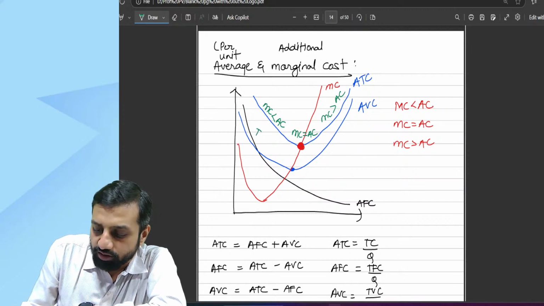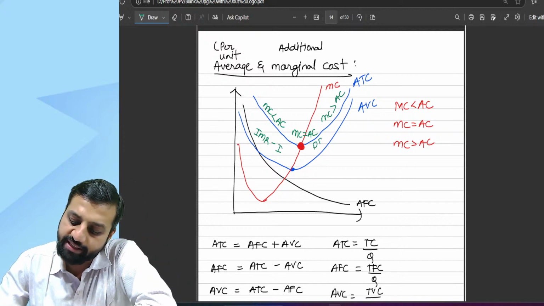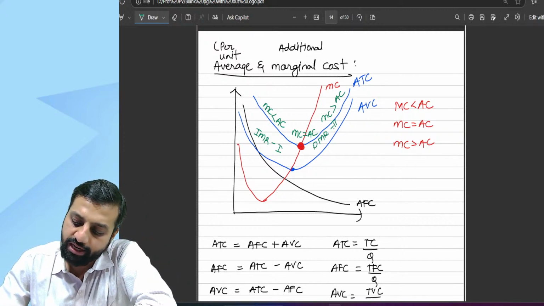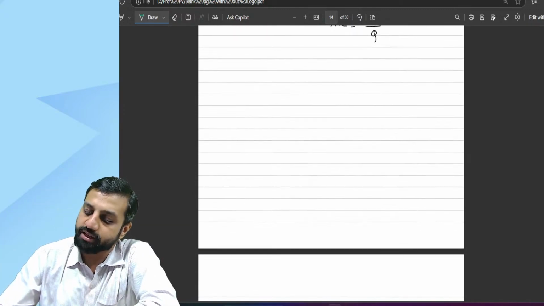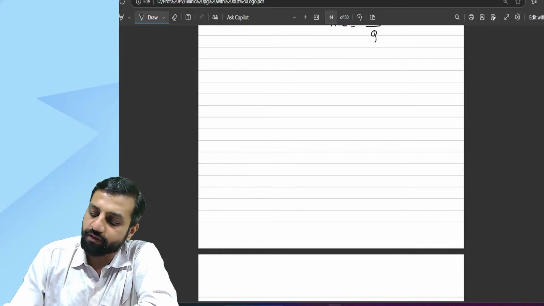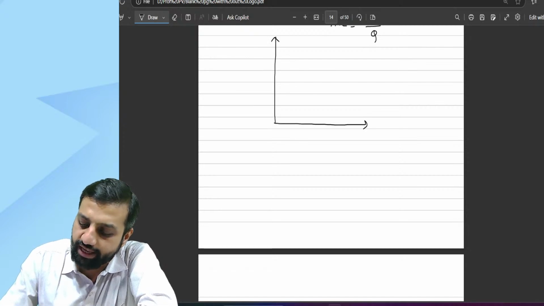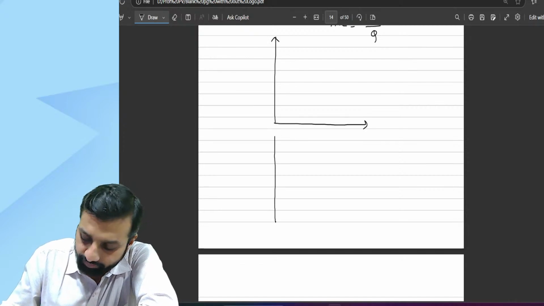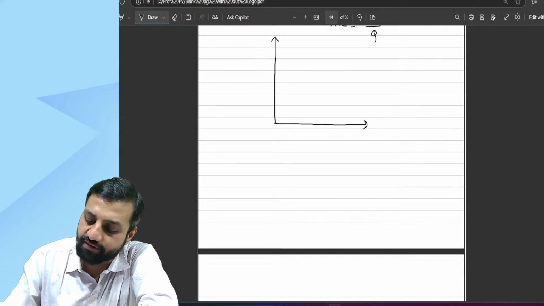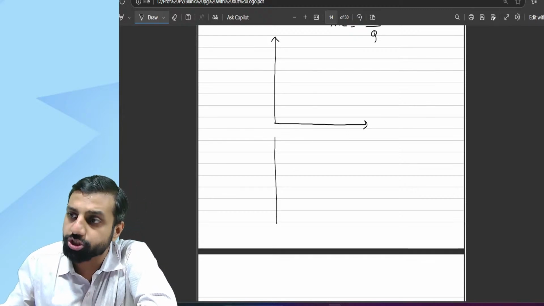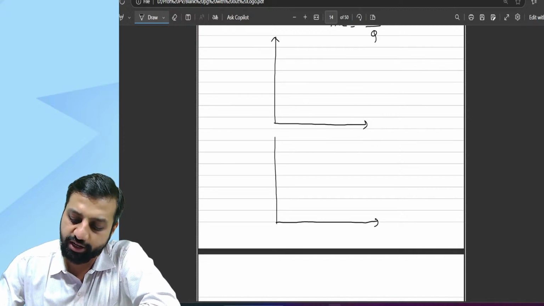The AC curve falls because of stage 1 of production, IMR. It rises because of stage 2 of production, DMR. So if you observe, beta, what we studied in production, exactly opposite is what we study in cost. In cost, MC, AC and AVC curves are U-shaped. In product, they are inverted U.